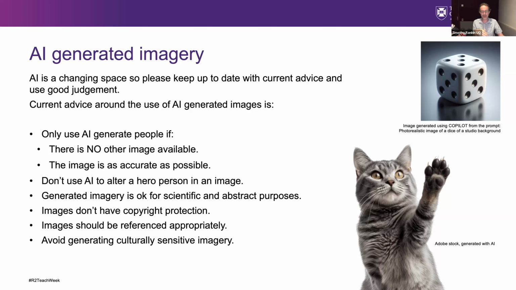Generally, AI generated images are okay for scientific and abstract purposes. So if you need to generate a picture of DNA, that is fine as long as it looks like DNA. And if you just want an abstract kind of image that is not intended to look real and is not trying to pretend to be real, then that's fine as well. Just remember that those images don't have copyright, so anyone can reuse them. Obviously reference them, and avoid generating anything that's culturally sensitive. So you don't want to be generating any images of Indigenous persons or Indigenous artwork or anything like that. That's very, very important.